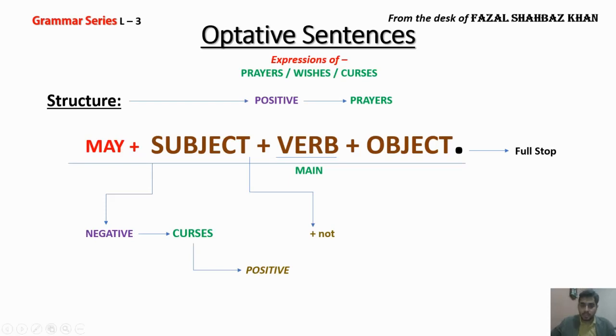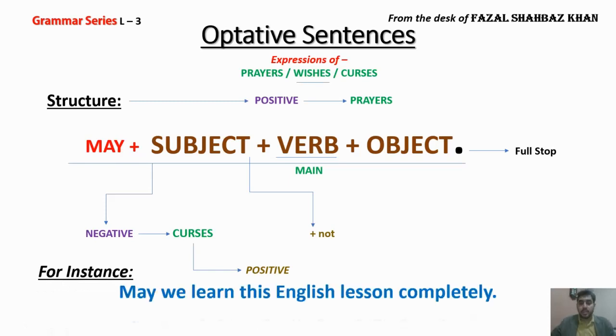So before looking at an example, first of all look at the example we have. "May we learn this English lesson completely." I hope, "may we learn this lesson quite completely". So now that's the positive prayer. And if I add "not" right after "we", then the sentence becomes, "may we not learn this English lesson completely". So that is no more a prayer, that becomes a curse. So the thing to notice is that prayers are always positive. But when it is written negatively, that becomes our curses. But yes, a curse itself can be written positively when by nature it remains still negative.